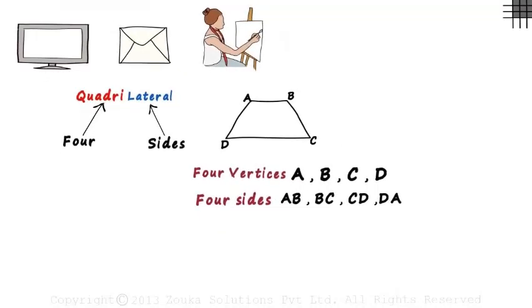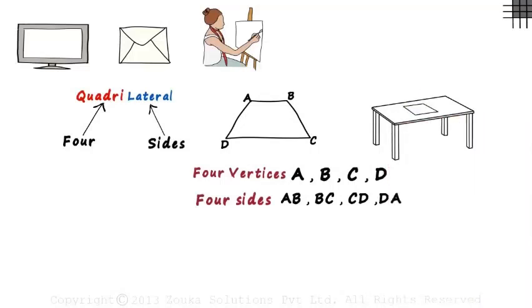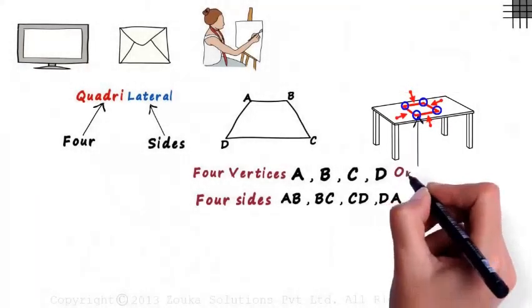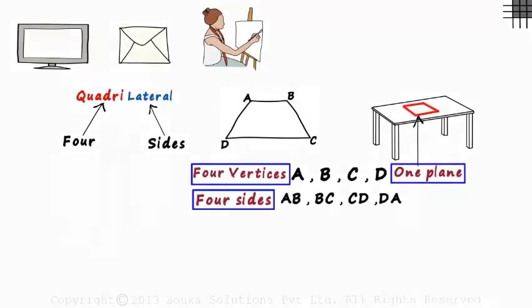There's another important property of quadrilaterals. Consider this table. The surface of this table is flat. It's a plane surface. If I draw a quadrilateral on a table, it will look something like this. If you look at the quadrilateral closely, you can see that all the vertices and sides of the quadrilateral lie on one plane. So a quadrilateral has 4 sides, 4 vertices and is a closed figure lying on one plane.